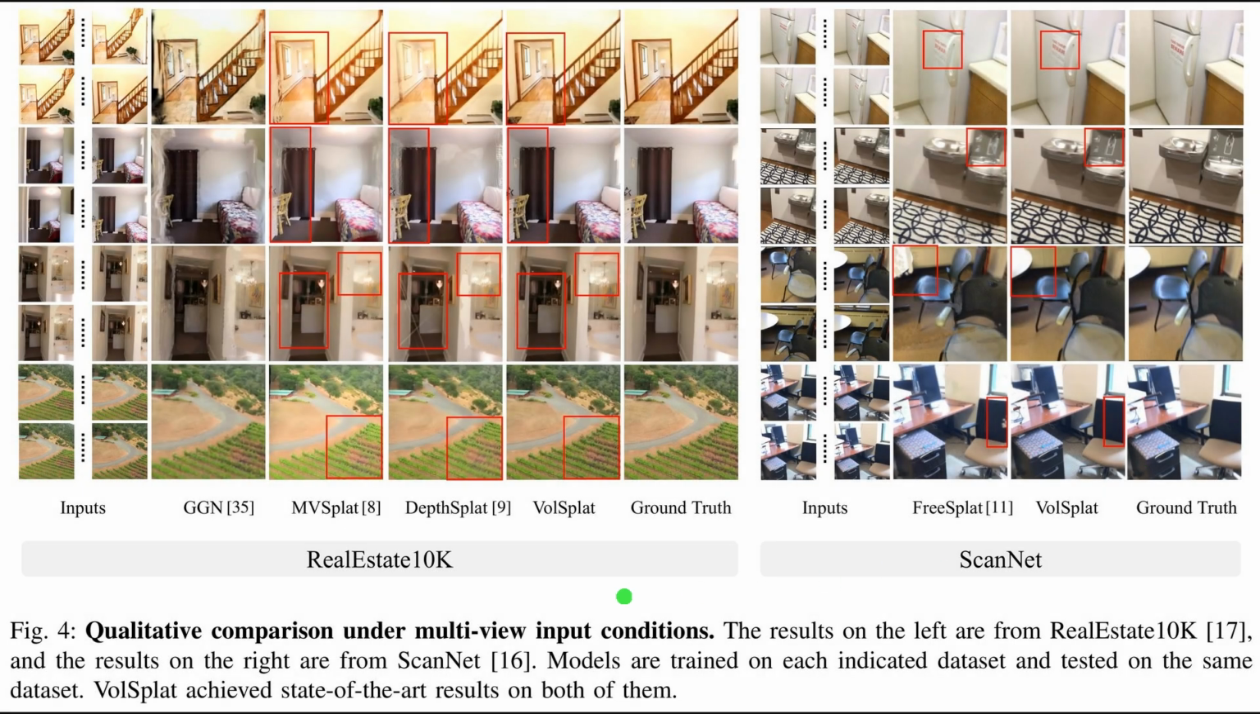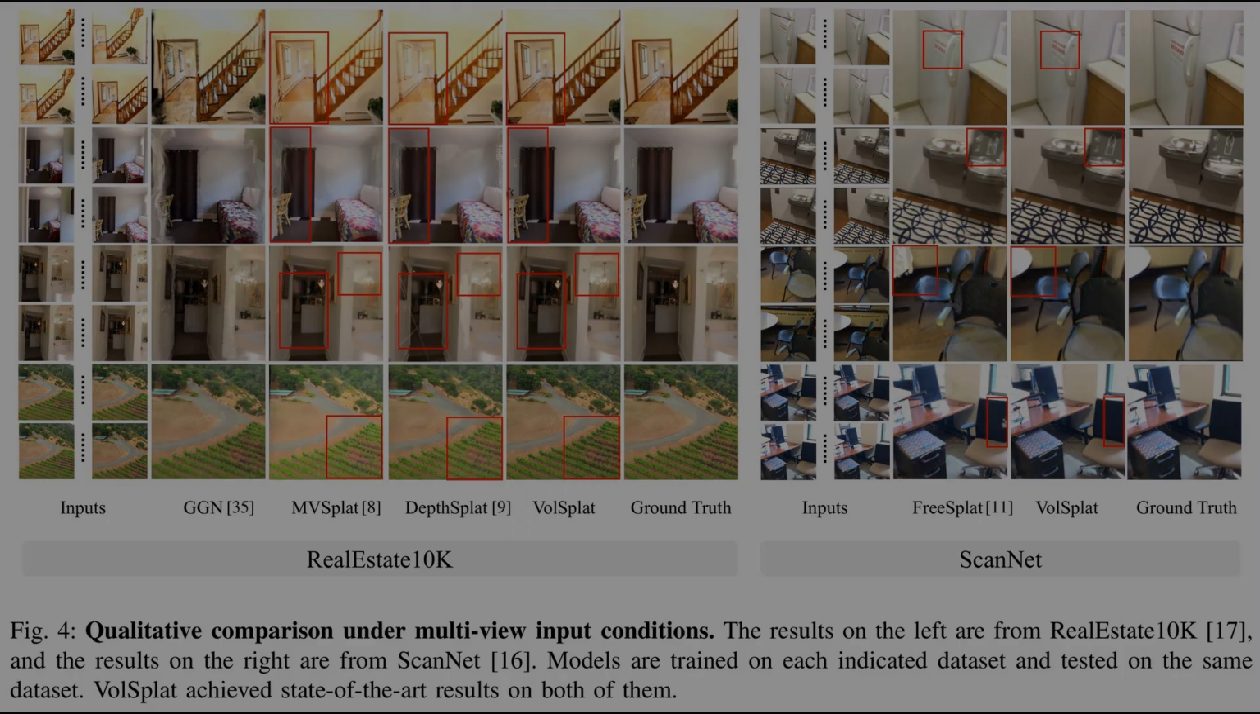So Figure 4 compares visual results side by side, which means a qualitative comparison that shows how outputs look rather than just scores. The left block covers Real Estate 10K, and the right block shows ScanNet. Across the red highlighted areas, VolSplat renders sharper edges and fewer floaters, so geometry stays consistent. Inputs and baselines blur stair rails, chair legs, and doorway boundaries, while VolSplat matches the ground truth more closely.